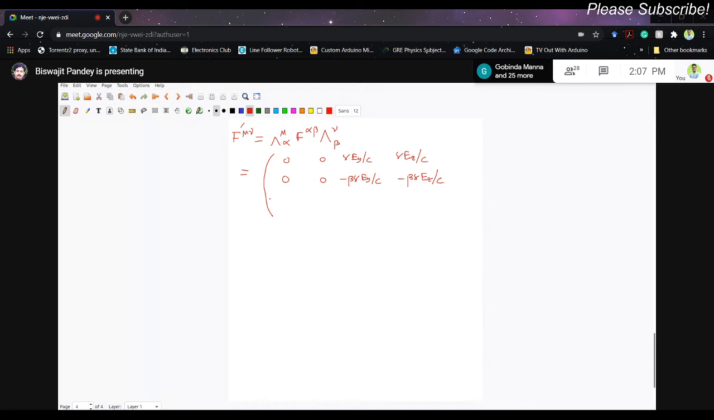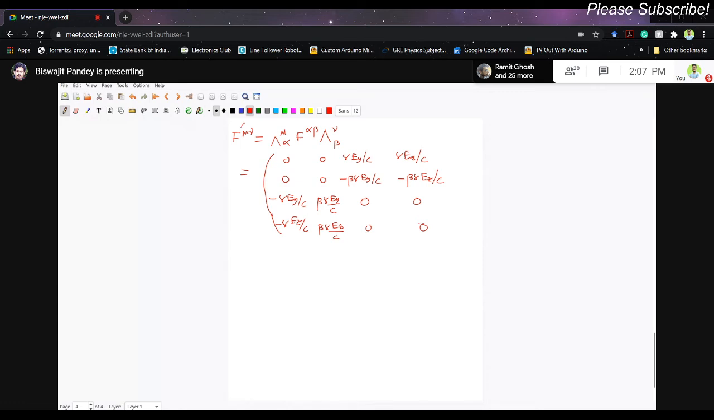Then you have minus of gamma Ey/c, of course. This will be minus, so this will be plus beta gamma Ey/c. This will be 0, this will be 0. This will be minus of gamma Ez/c from antisymmetry. This will again be minus, so this will be plus beta gamma Ez/c, because this is 3 0, this is 1 3, 3 0, 3 1, and this will be 0, this will be 0.